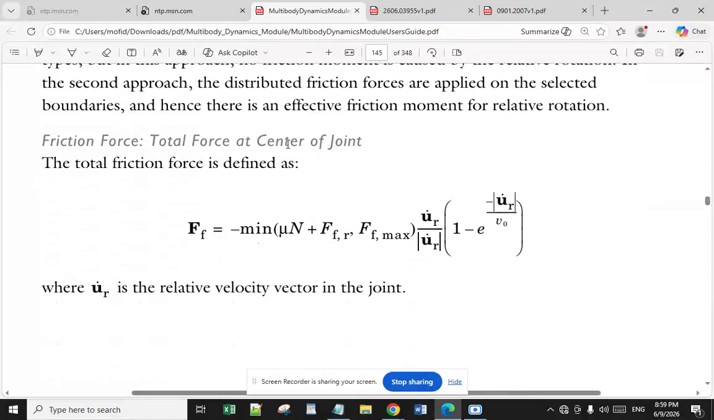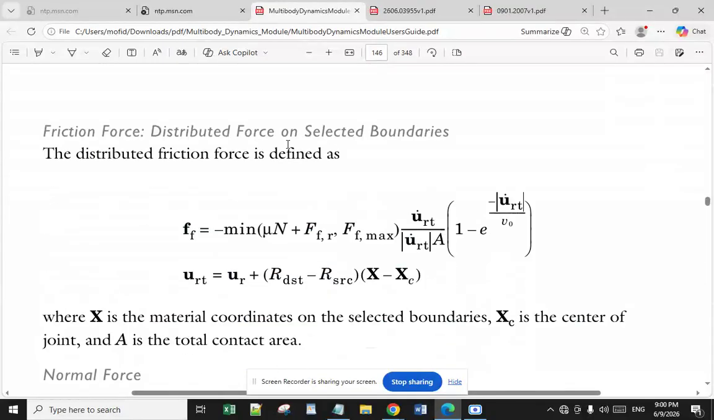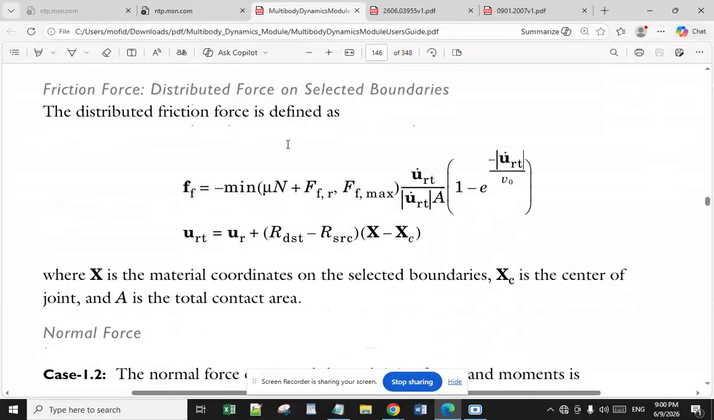Friction force, total force at the center of joint. The total friction force is defined as FF = -min(μ m + FFR, F_max) (u'R/|u'R|)(1 - e^(-|u'R|/ν0)), where u'R is the relative velocity vector in the joint.